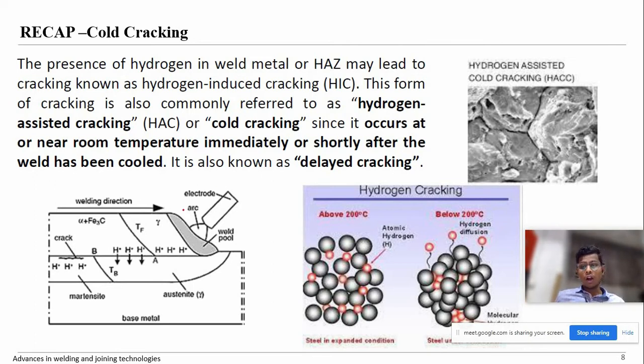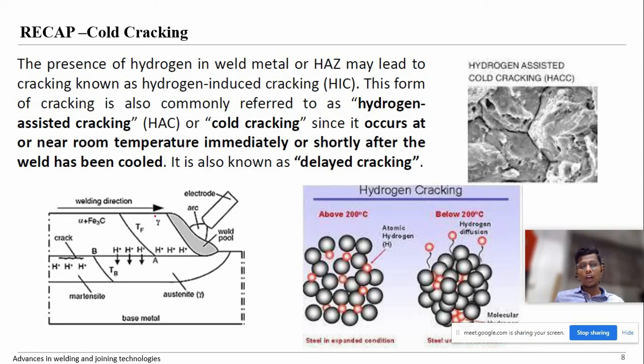Suppose due to the gas-slag-metal reactions or gas reactions, hydrogen may be evolved, and also because of moisture in the electrode or some kind of dirty atmosphere near the weld pool, or some grease being there. Because of the arc, it gets evaporated and atomic hydrogen will be formed.